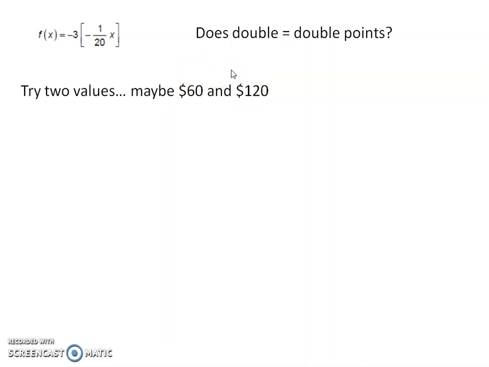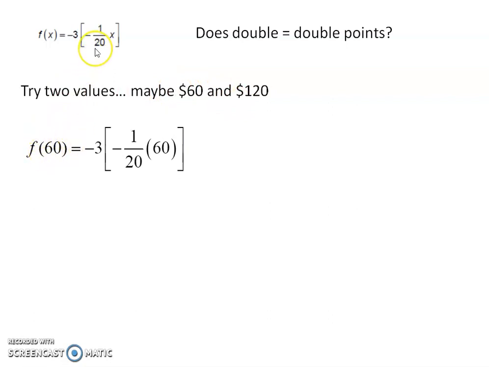It doesn't really matter what you pick. We're trying to find one that doesn't work. Logically, even if there are some examples that do work, trying to prove that something always works is really difficult. But if you can find one example that doesn't work, it means that it doesn't always work. That's what we're trying to do here. So when I say try 60 and 120, I mean plug them in.